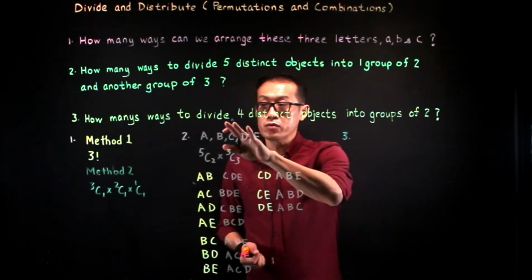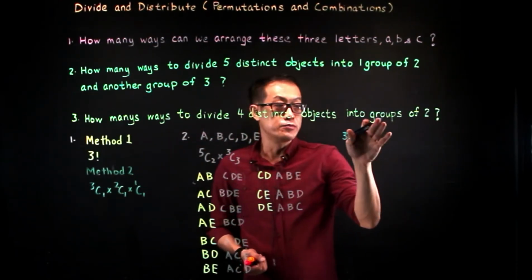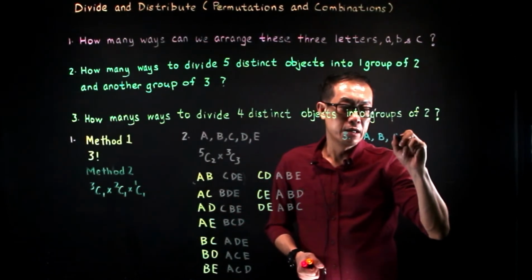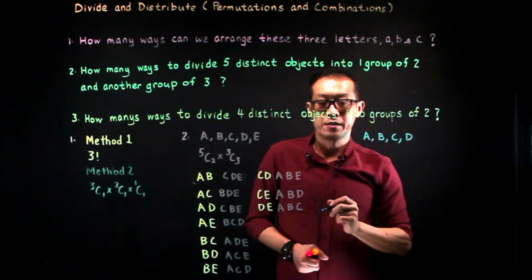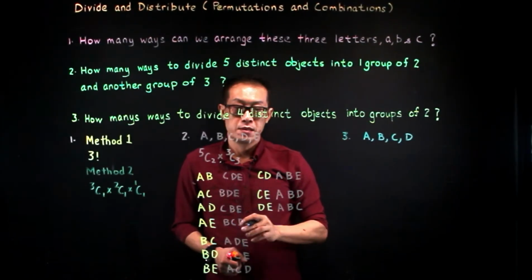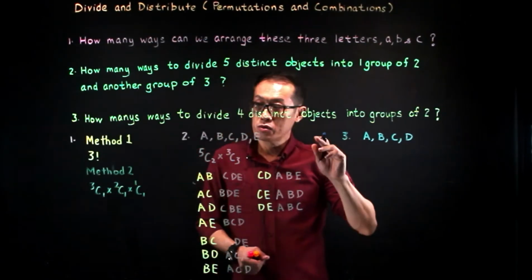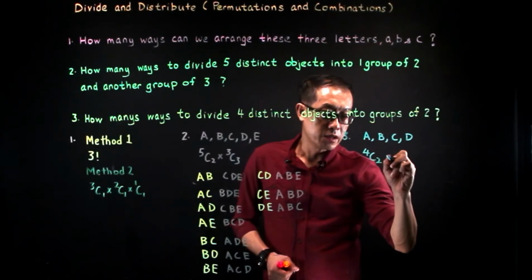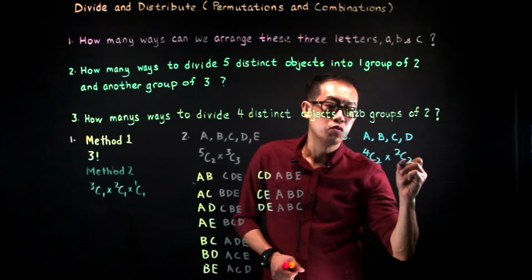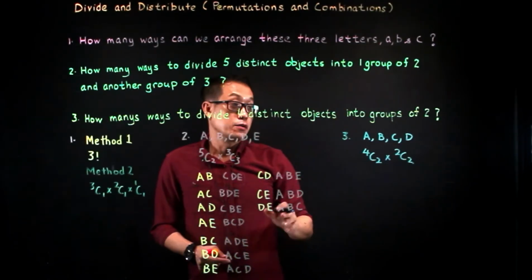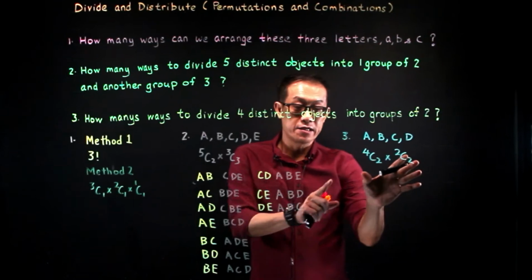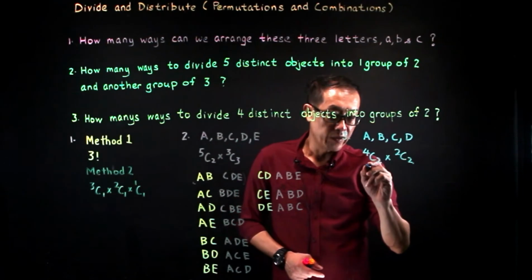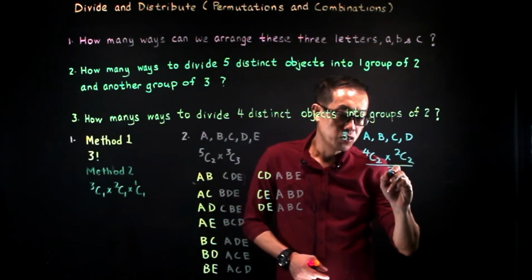Now for question 3, how many ways to divide 4 distinct objects into groups of 2? So let's say you have A, B, C, and D. Now, so you choose 2 out of 4. So you have 4C2 times 2C2. Now, some of you would think that this is the correct answer. Now, this is not correct. You need to divide by 2 factorial because you have 2 groups of 2.